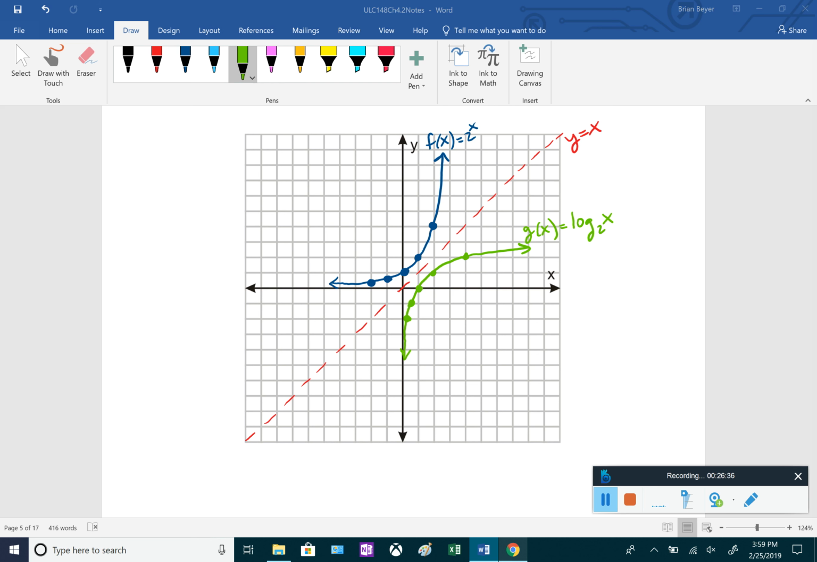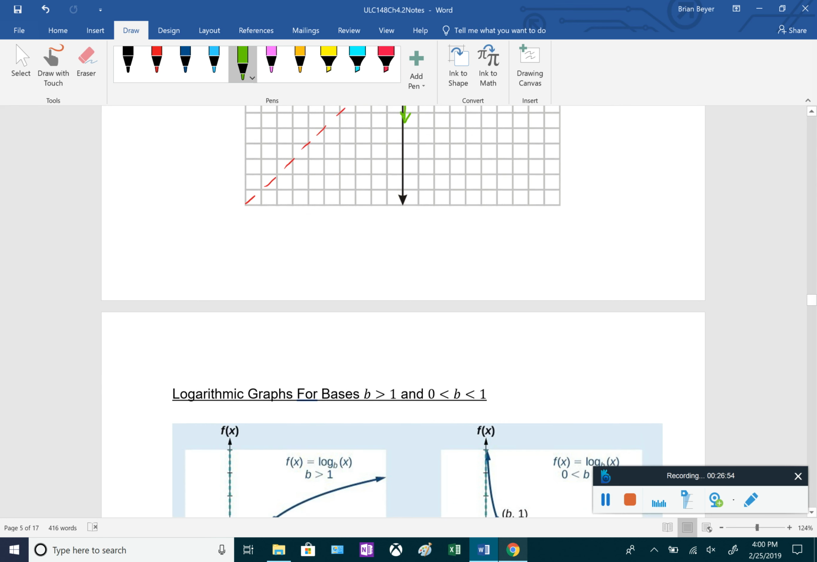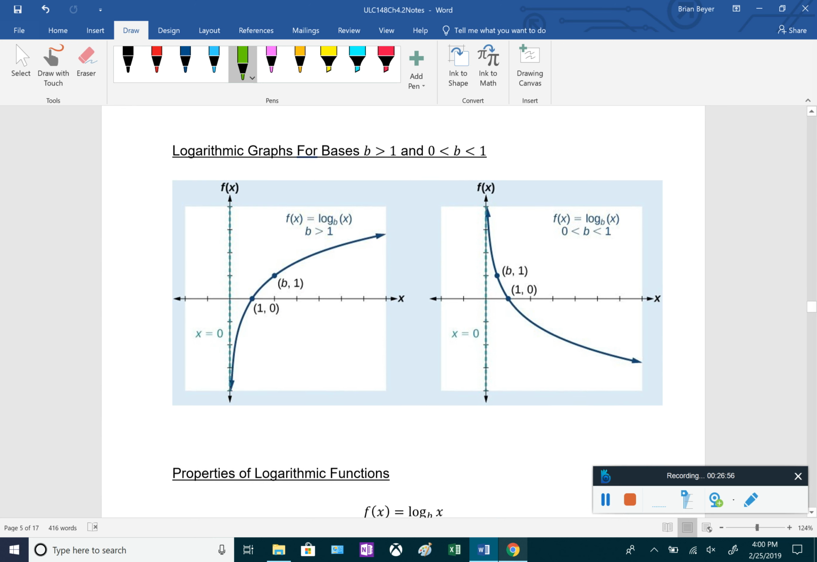And you can probably tell that there's going to be a vertical asymptote at x equals 0. And that's because the exponential had a horizontal asymptote at y equals 0. Okay, so that is the graph of what a log will look like. So let's see some more generic properties here.